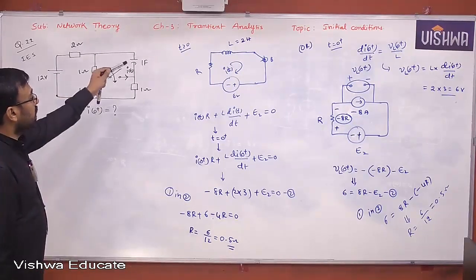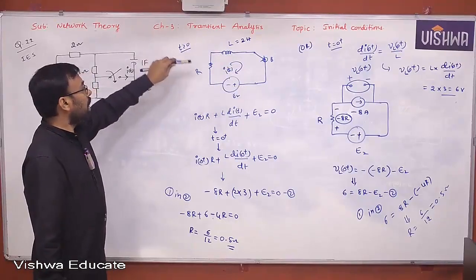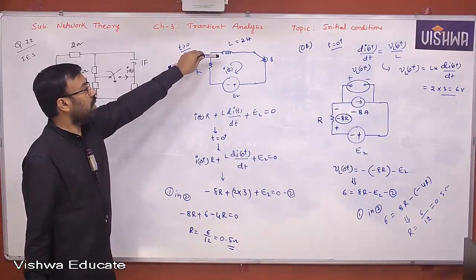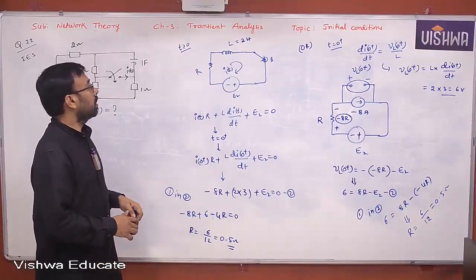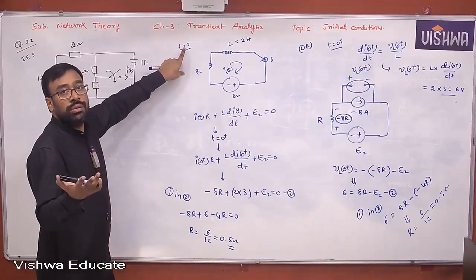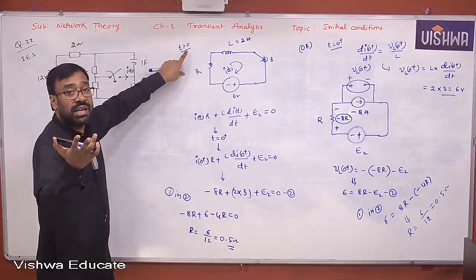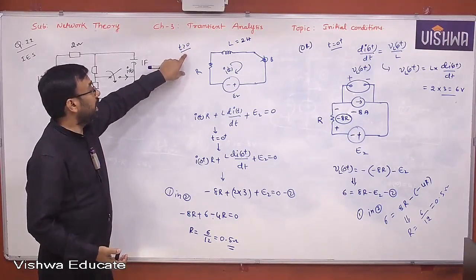I think all of you understand this. For t greater than 0, I have taken the network. For t greater than 0, R remains R, L remains L only, because it's a general network. For t greater than 0, we don't know t equal to 0 plus or plus infinity or 1 second or 2 seconds. We do not know that.